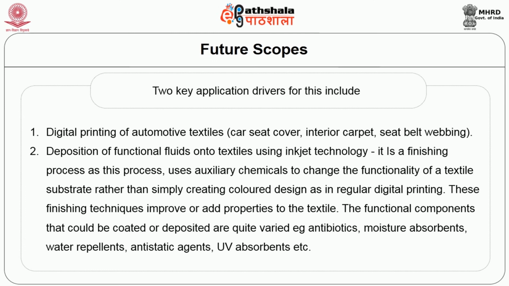It is a finishing process, as this process uses auxiliary chemicals to change the functionality of a textile substrate rather than simply creating colored design as in the regular digital printing. This finishing technique improves or adds properties to the textile. The functional components that could be coated or deposited are quite varied. Example, antibiotics, moisture absorbents, water repellents, anti-static agents, UV absorbents, etc.